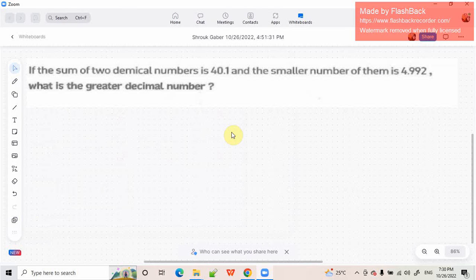If the sum of two decimal numbers is 40 and 1/10, and the smaller number of them is 4 and 992, what is the greatest decimal number? He wanted to find the greatest. Okay, start from the first.